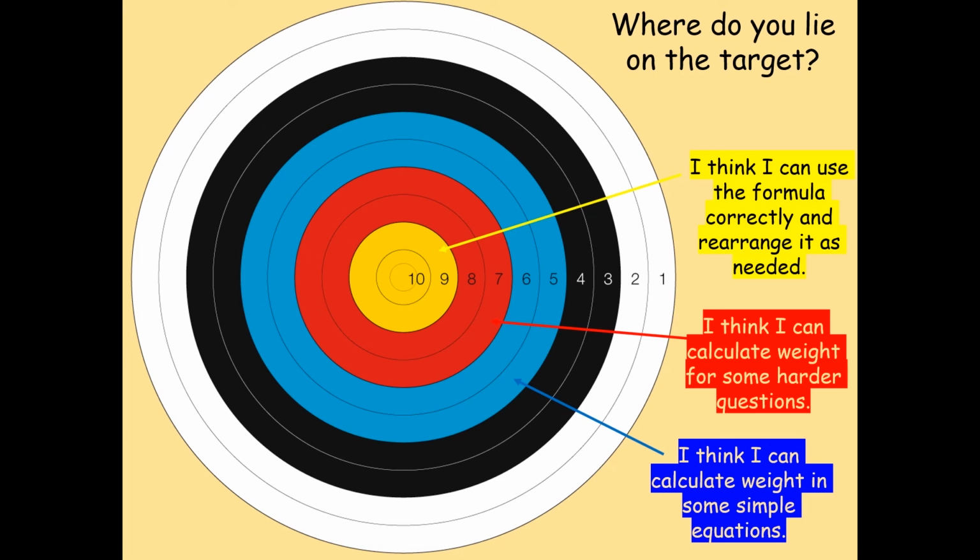If you are a little bit confused, you think you can calculate the weight with some simple equations, you're in the blue level. If you're completely confused, so you think you're in black or white, then have a go at the blue. If you need help, send me a comment through any of the normal avenues.